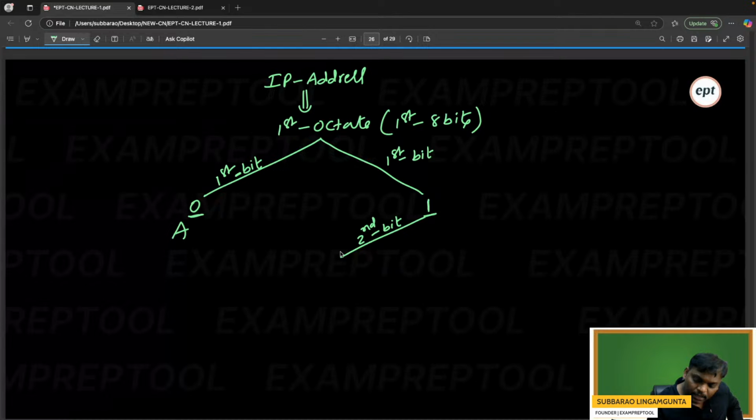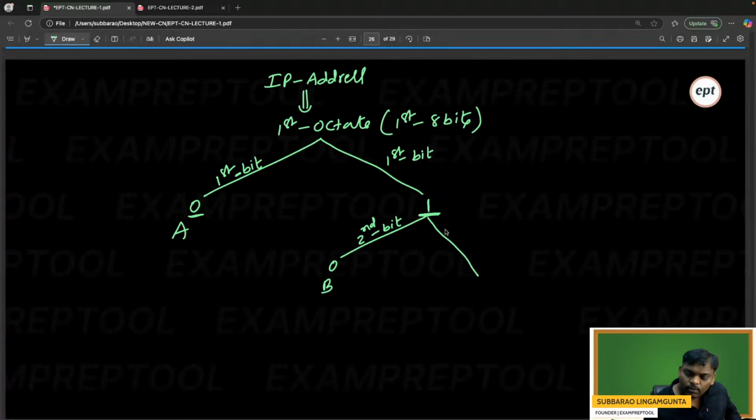If the second bit is 0 and the first bit is 1, then it is Class B. Then what about second bit 1, sir? If the second bit is 1, then the remaining classes, C, D, E. If the first bit is 1, the answer is B, C, D, E. If the second bit is 0, then B. If the second bit is 1, the answer is C, D, E.